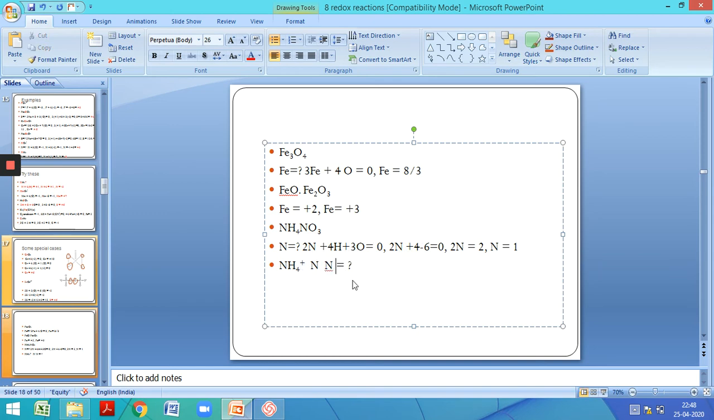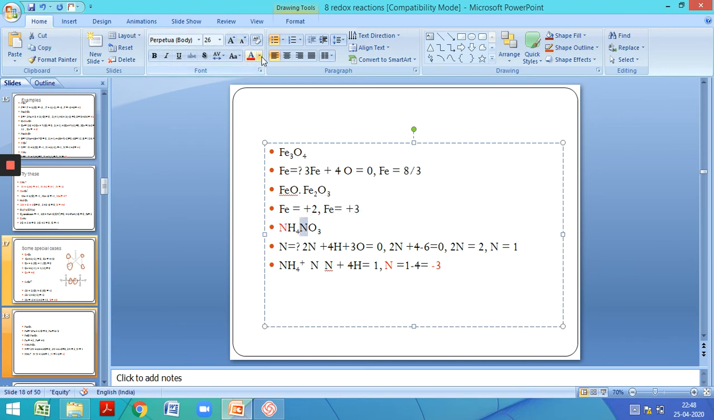nitrogen plus 4 hydrogen will give a charge equal to 1. The sum of oxidation numbers is +1 because the charge on the ion is +1. So nitrogen will be 1 minus 4, which is equal to -3. So nitrogen oxidation number -3 in case of this particular nitrogen.